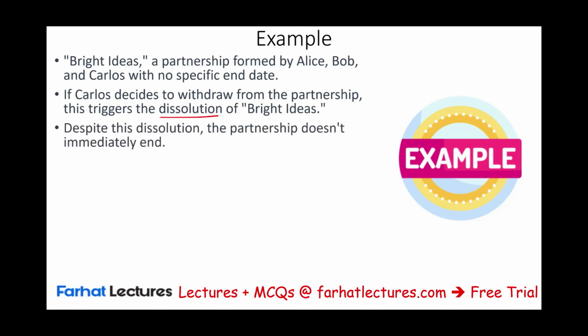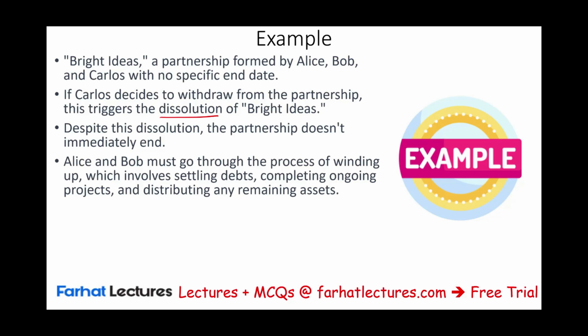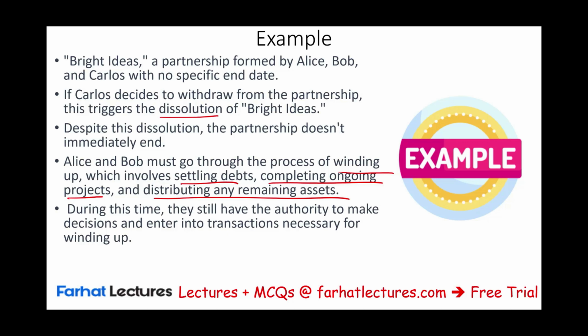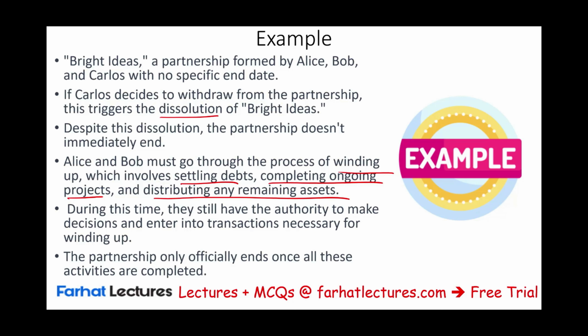Despite this dissolution, the partnership does not immediately end. Elise and Bob must go through the process of winding up the business, which involves settling debts, completing ongoing projects, and distributing any remaining assets. During this time, they will have authority to make decisions and enter into necessary contracts and transactions to close the business. So the partnership officially closes when all these activities are completed.